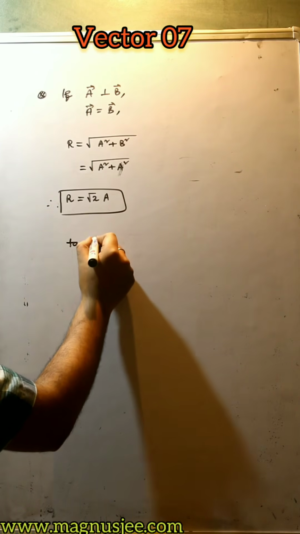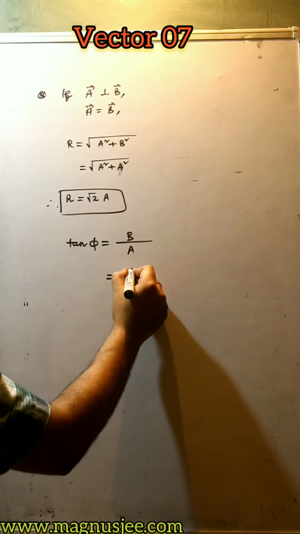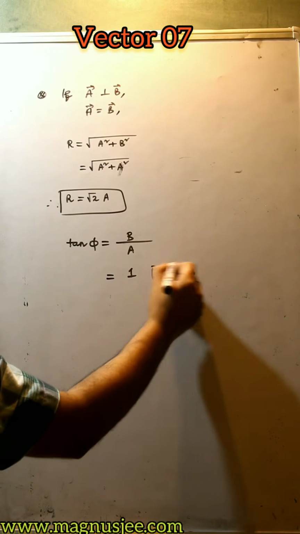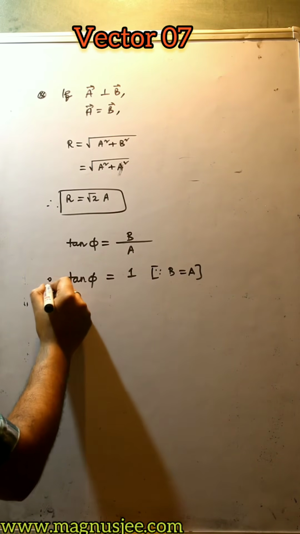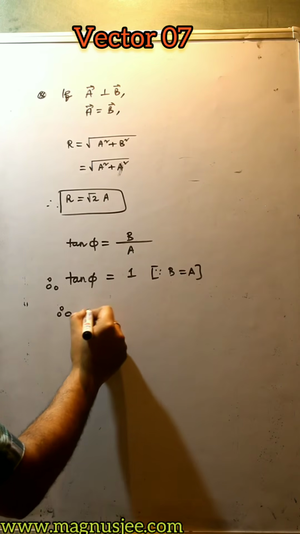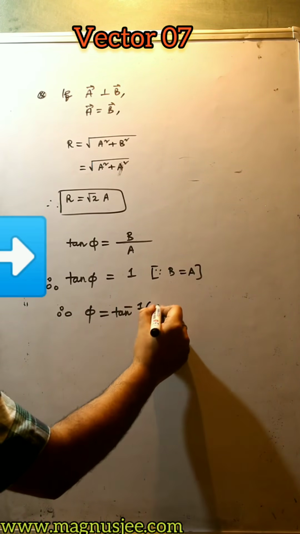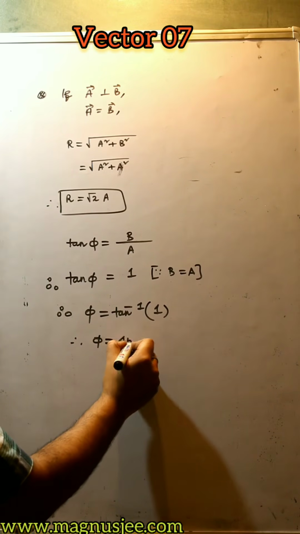And if we find the direction, tan phi equals B by A, so that is 1 since B equals A. Therefore phi equals tan inverse 1. Therefore phi equals 45 degrees.